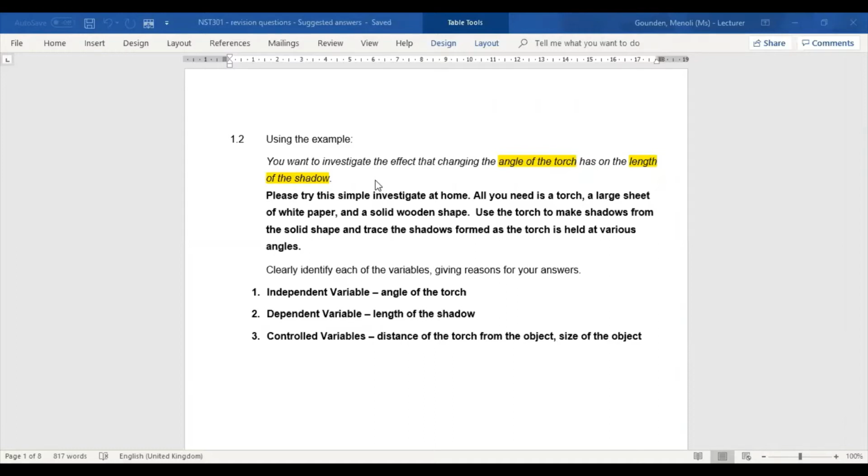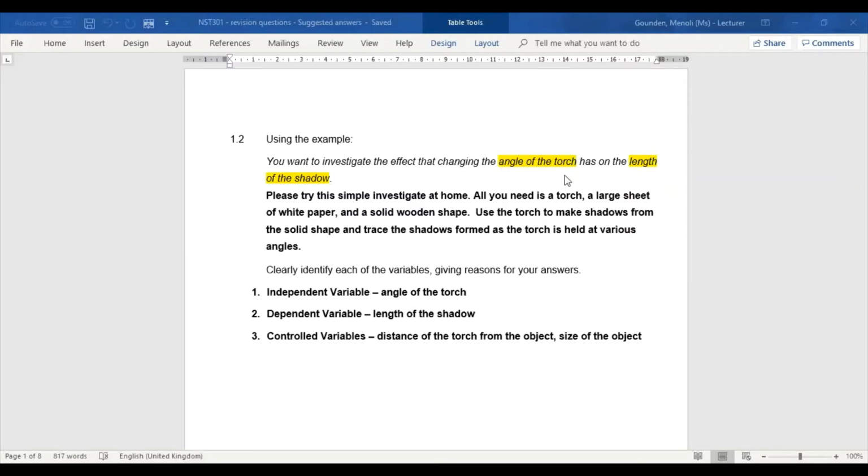Just identify the two variables. If you read this sentence, it says you want to investigate the effect that changing the angle of the torch has on the length of the shadow. Clearly, angle of the torch is one variable, and to me, it's very clear that length of the shadow is your second variable. And this sentence is actually a tip in itself, because it talks about changing the angle of the torch.